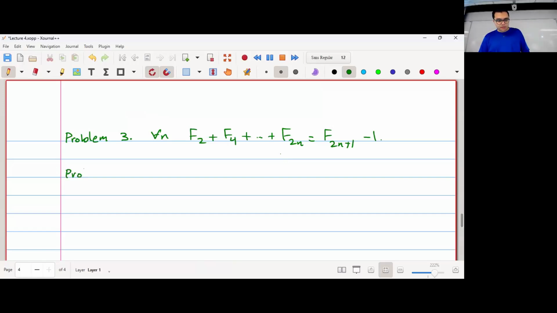I want to go to a different problem. I want you to prove that any two consecutive Fibonacci numbers are relatively prime, which means that they don't share any prime factors. Okay, so I want you to prove that for every n, f of n and f of n plus 1 are relatively prime.